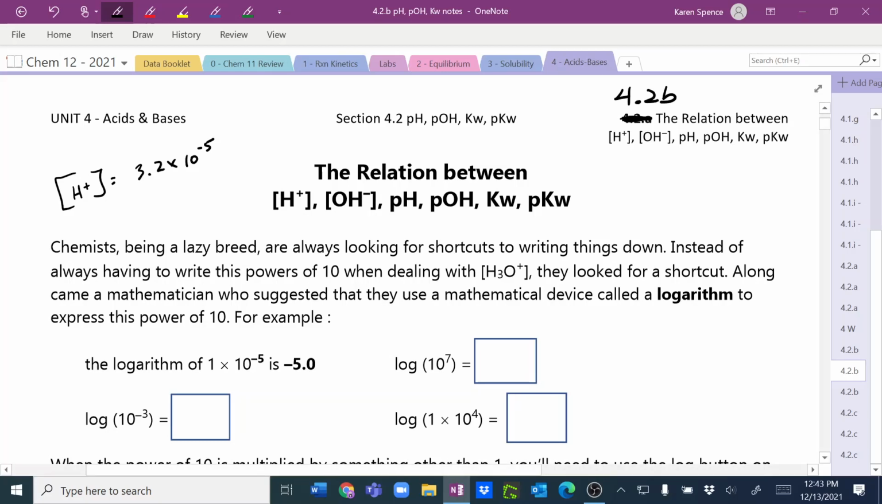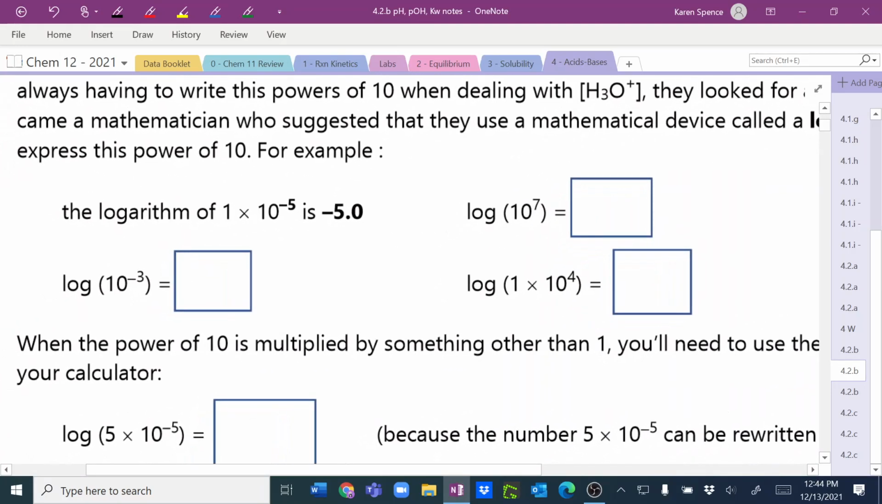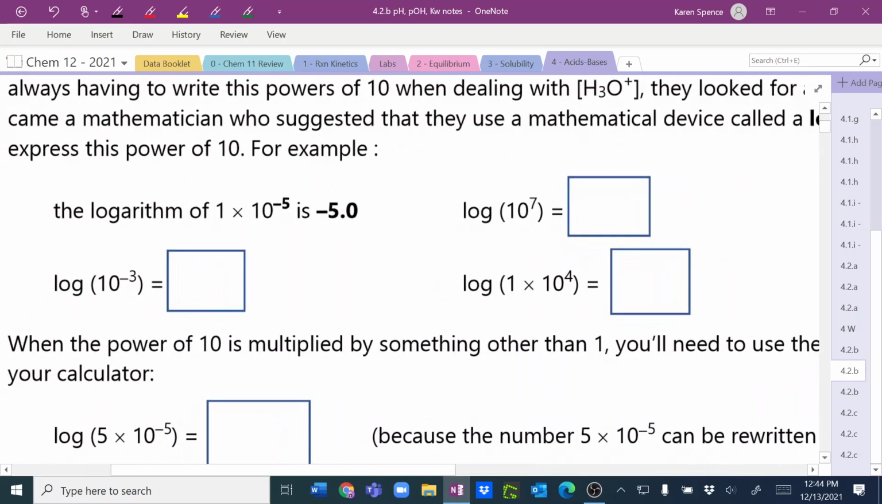How many of you are familiar with logarithms? Excellent, most of you. If you are not, fear not. You just need to be able to press the log button on your calculator for chemistry. If you can do that, you can do logs in chemistry. However, we are going to go through just a very little bit about what a log actually is in the very simplest way possible. If we take the logarithm, or in other words, the log of 1 times 10 to the minus 5, we get minus 5.